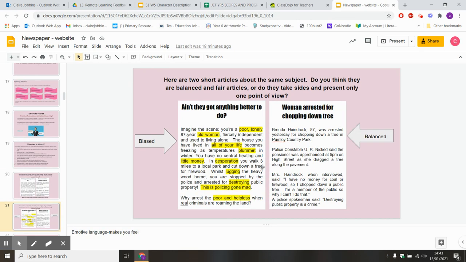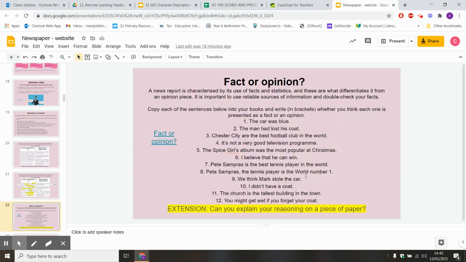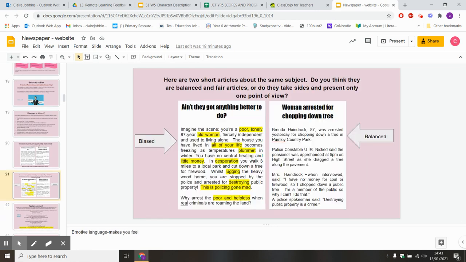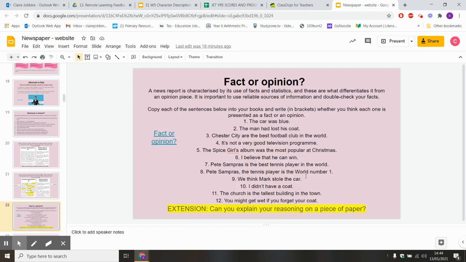So this one here shows that it's biased because it's using vocabulary of a biased nature. As you can see, this one is balanced because it's providing both points of view. We're now going to move on. You need to make sure that you've highlighted these features on the text if you haven't already, and then we're going to move on. So, fact or opinion.